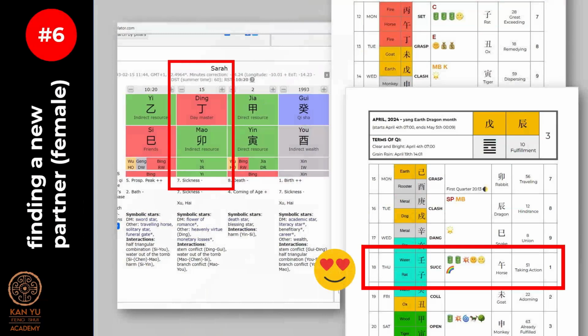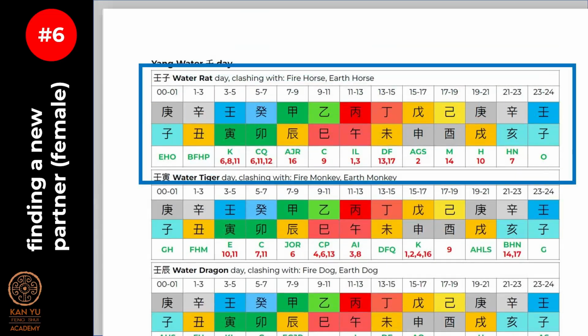Let's move to the next example, finding a new partner for females. We already selected the good date, which is the Young Water Rat day. We move to the Young Water page and then look for the Young Water Rat Hour table. All day is very good for meeting new people and potential partners. But we want to select the best hours to do it, to put in maximum effort. Now we work in a slightly different way. Which stars would we like to have? Let's browse through the list.